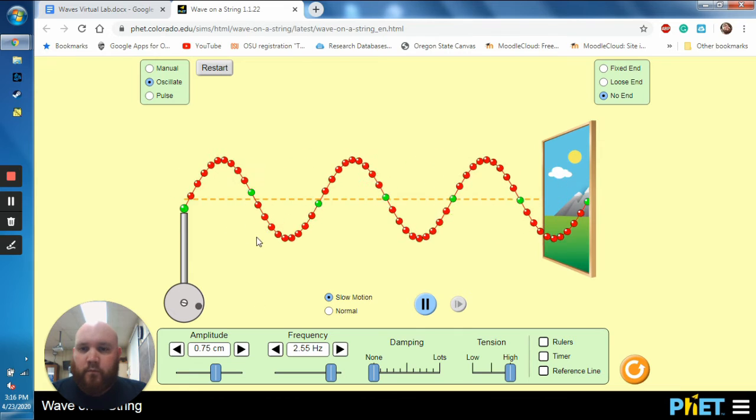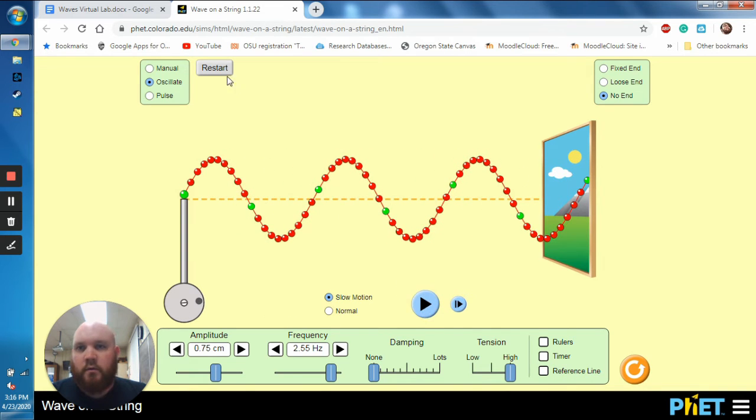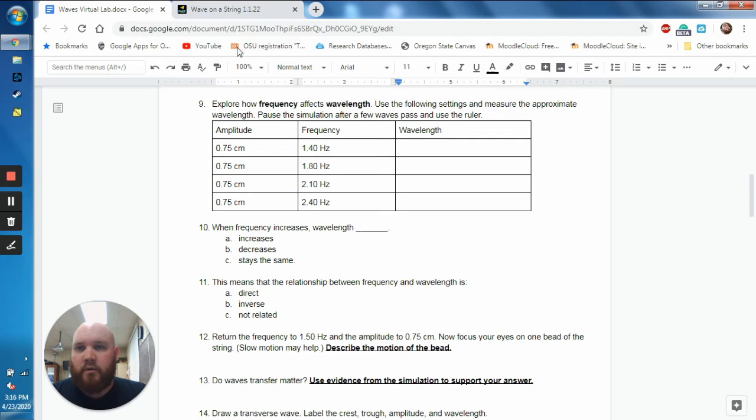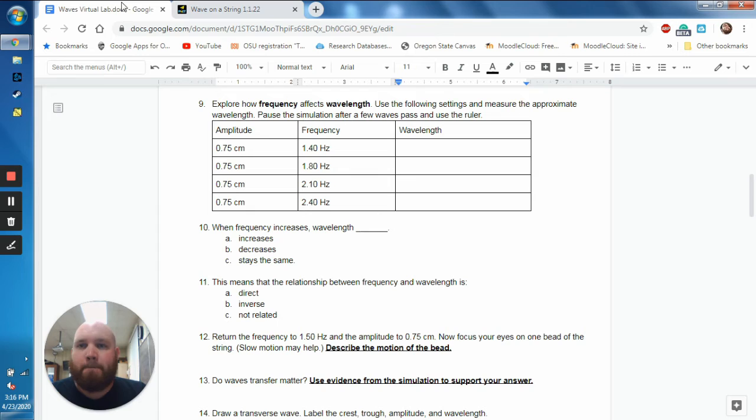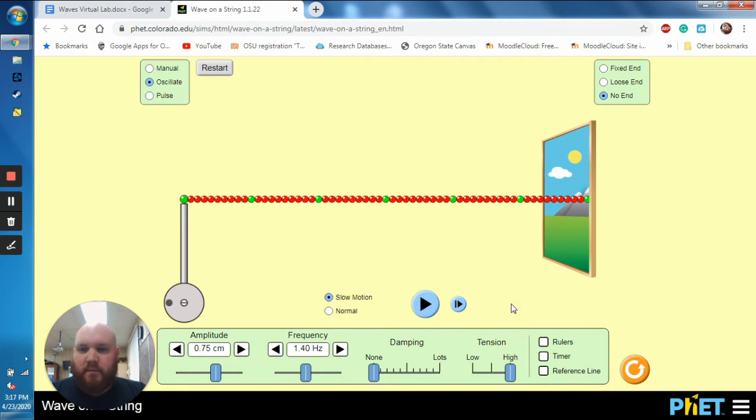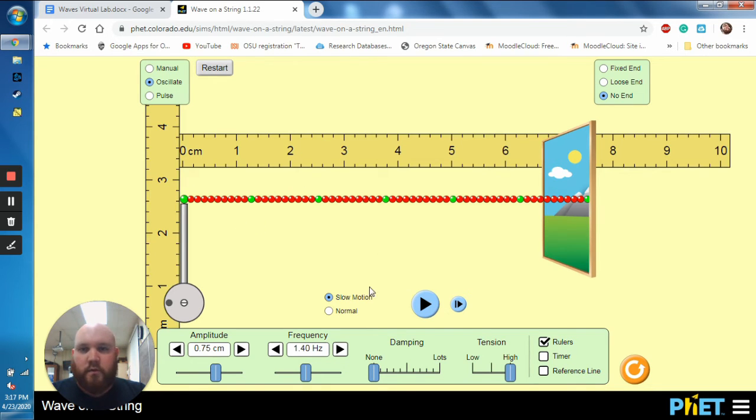So what we're going to do, I'm going to pause again, restart, and we're going to set our amplitude to 0.75 and our frequency to 1.4. 0.75, 1.4. Okay, there we go. And I'm only going to do the first one for you. So once we get to these, we pause the simulation after a few waves so we can do the ruler. I'm going to do the same kind of thing I did before. I'm going to measure it, try to stop it at 0 and take a measurement, try to stop it at the peak and take a measurement. So there's our rulers, and we're going to start.